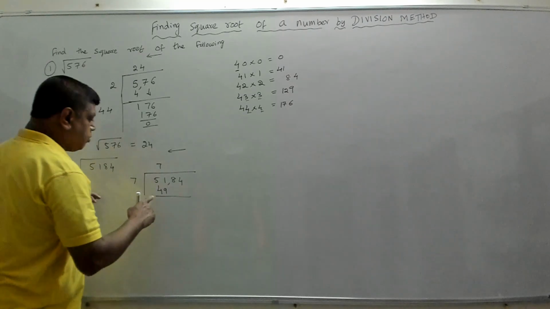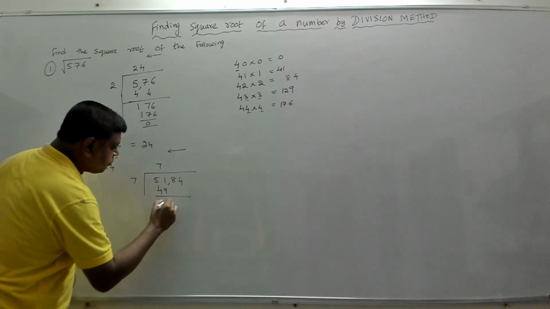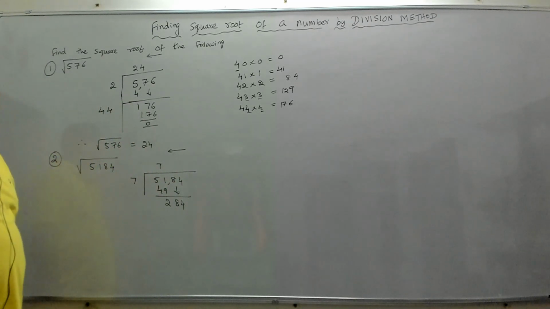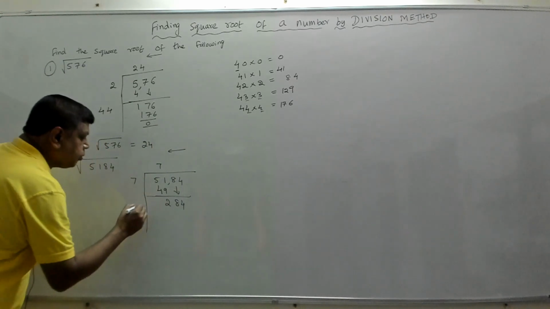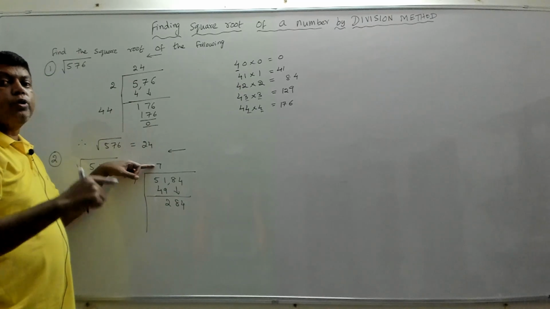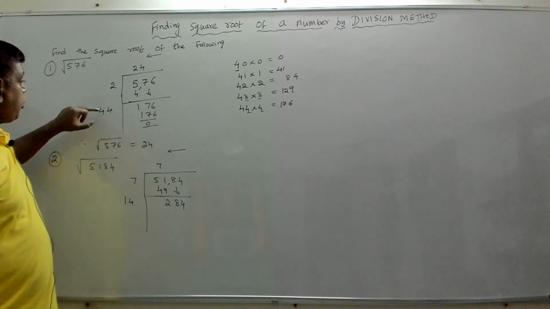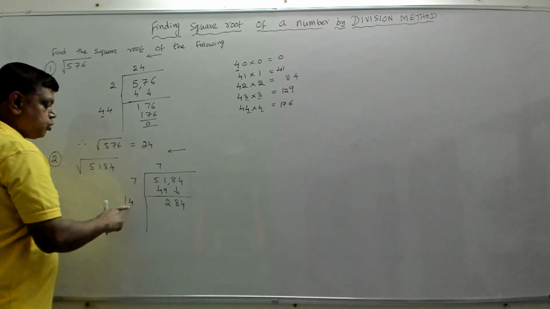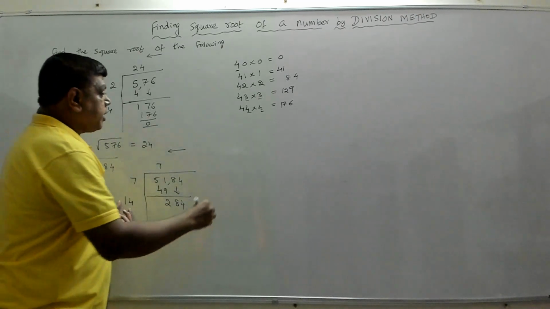Now we subtract: 51 minus 49 is 2, then this 84 will come down together. Now, whatever number is here, we should multiply by 2. So 7 is here, 7 into 2, 7 2s are 14. You have to write that 14 here. Similarly, before, this 4 came from 2 into 2, 4. Always whatever number is here, multiply that by 2. So 14.